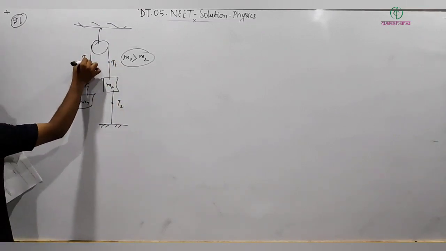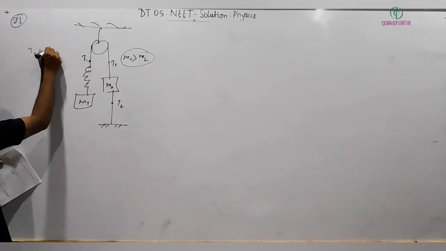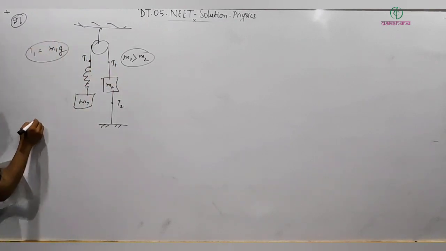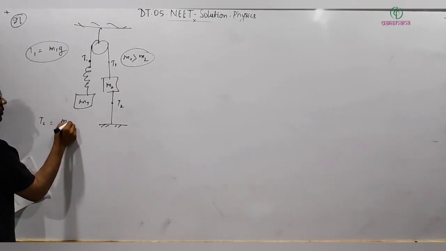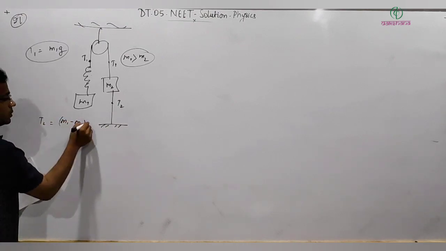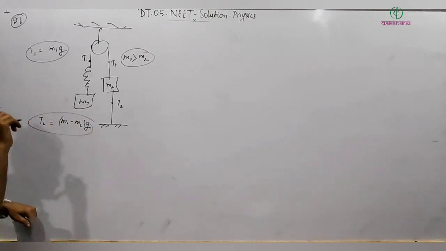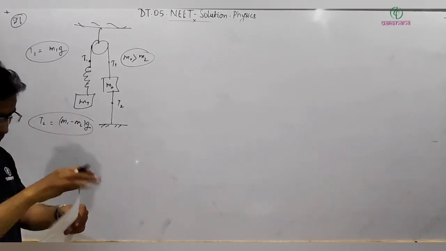So what I can write? T1 will be equal to what? M1 into g, and T2 will be equal to M1 minus M2 into g. This will be T1, T2. Okay, so now what else?